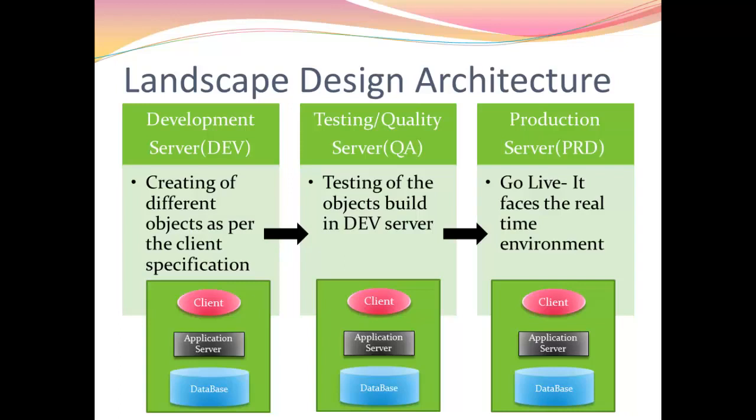So now, landscape design architecture. As I have told, we have got 3 servers: development, testing or quality server, and production server. The development server is used for creating objects as per the client specification. In the testing server, the objects that are built in the development server undergo different kinds of testing. And once the testing is successful, it is then moved to the production server where it faces the real-time environment.